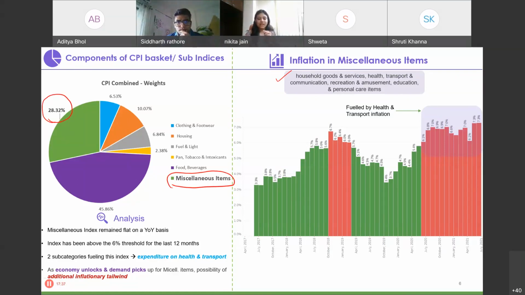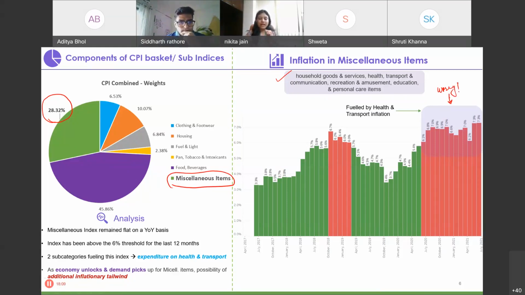Now, if you see the graph on the right-hand side, we can see that the print of June remained flat on a YOY basis compared to May. But this overall sub-index has remained above the 6% mark for more than 12 months now. And this is a very big concern, because this is not even driven by supply side factors. It is majorly because of demand side factors. Miscellaneous items is often called service driven inflation.